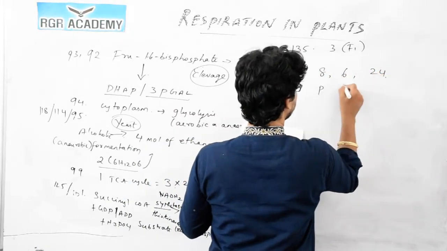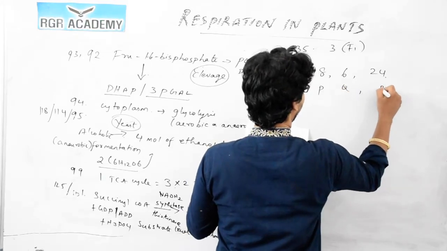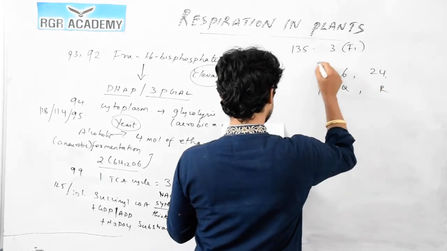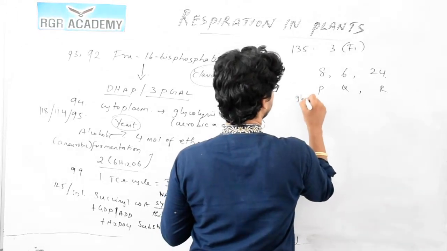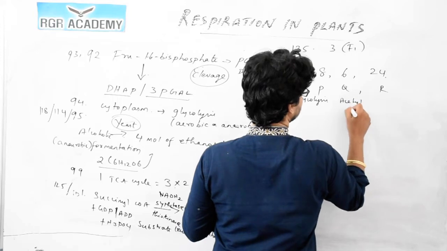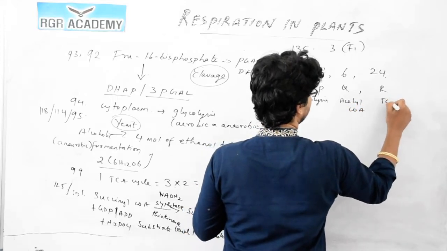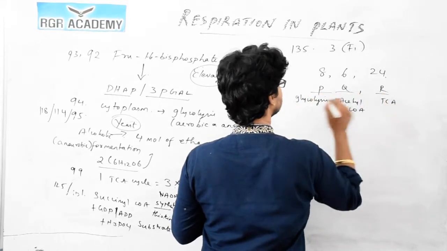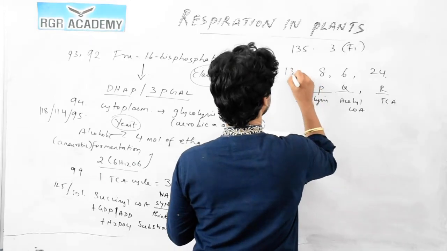This is P, this is Q, this is R. P stands for glycolysis, Q is for acetyl-CoA, and R is for the tricarboxylic acid cycle. So, this is for question number 137.